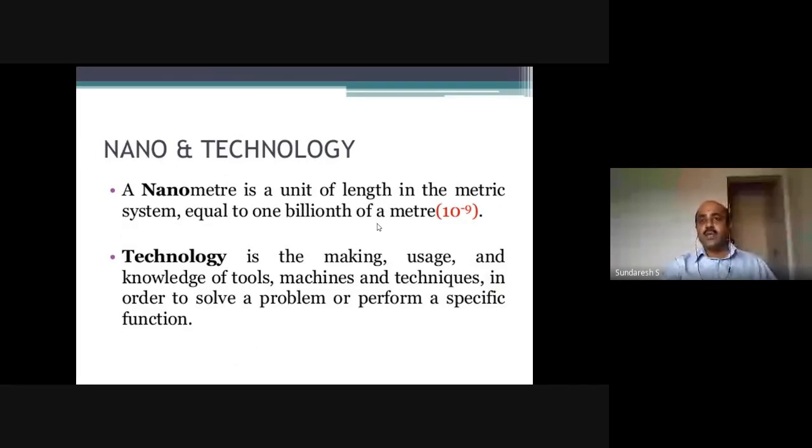So we have the micro level, we have gone over that, and now we are just landing into the nano. So it is 10 to the power of minus 9.